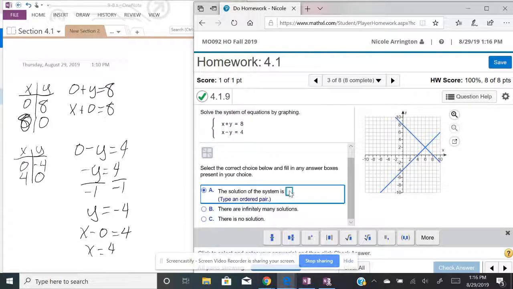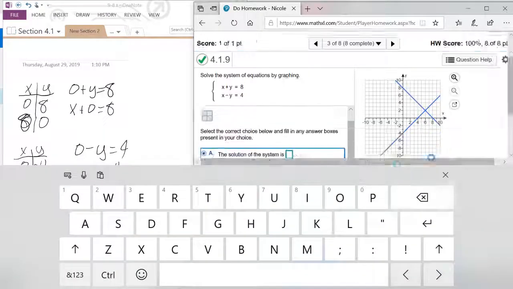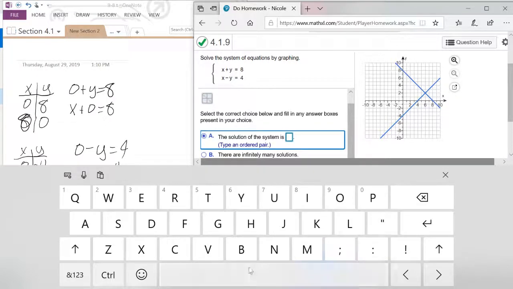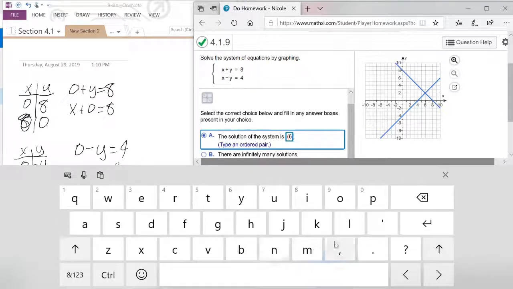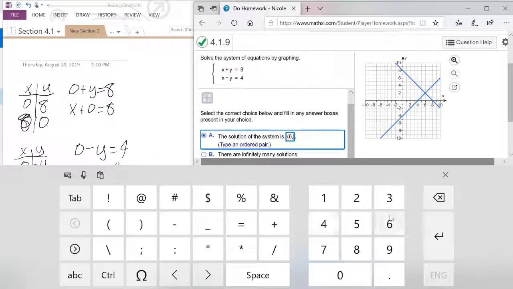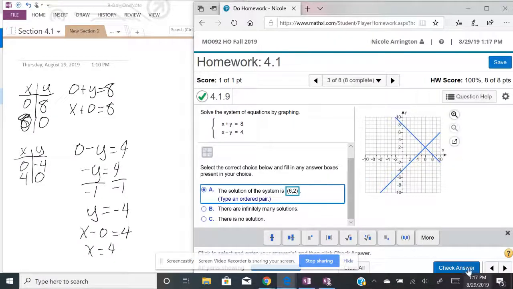So you would do 6, comma 2. Let me pull up my keyboard here. So, parentheses, 6, comma, 2, end of parentheses. And then you check your answer.